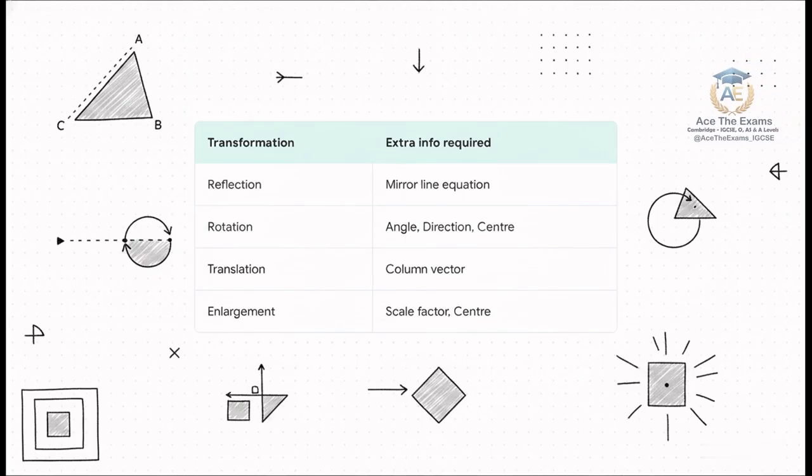If it's a reflection, you absolutely must provide the equation of the mirror line, like y equals x. If it's a rotation, you have to give the angle, the direction, and the center. Translation, you need the column vector. And if it's an enlargement, you must state both the scale factor and the center of enlargement. Seriously, memorize this table. It maps directly to the examiner's marking scheme.